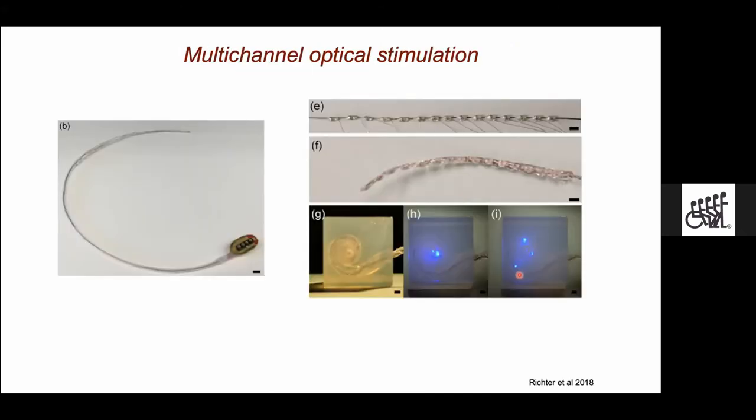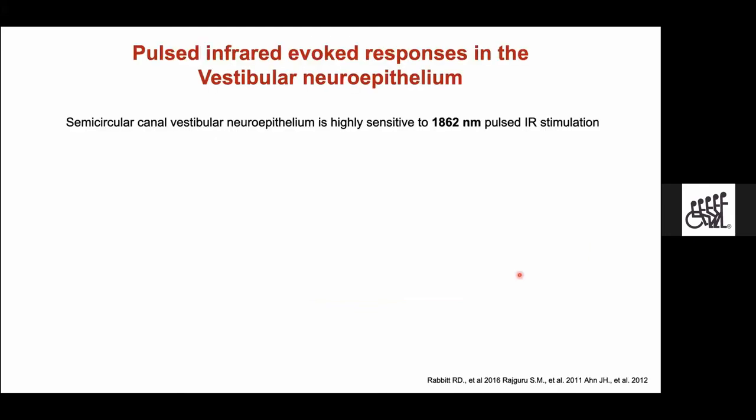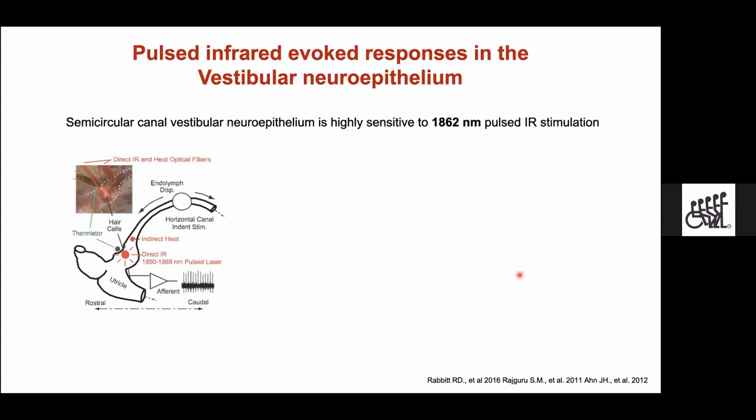Now, what does that have to do with stuff that's done in my lab and Darian's project? So I'm going to switch a little bit now towards the vestibular system rather than talk about the auditory system. We know that just like the auditory neurons, the vestibular neuroepithelium is also highly sensitive to this long wavelength infrared. We did some experiments early on in a toadfish preparation where we stimulated the semicircular canal neuroepithelium, as you can see over here on the left, as well as on the inset. And we recorded from the nerve.